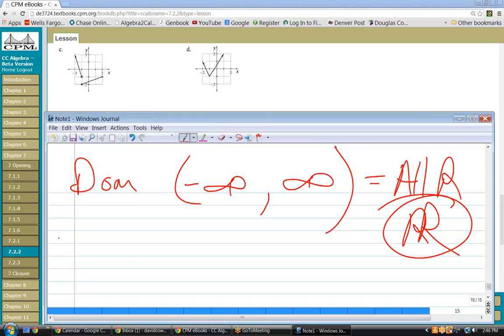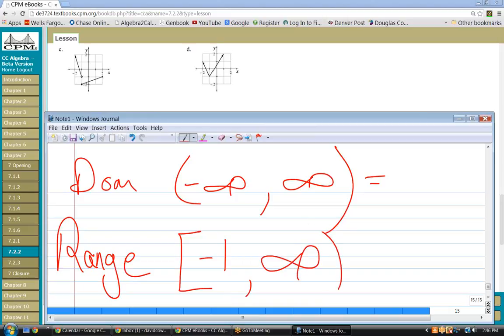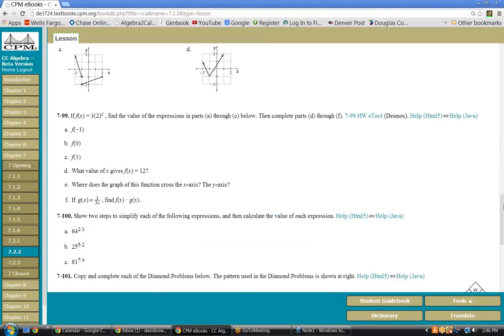Okay. What is the range? What can y be? Bracket -1 to infinity. Good. And then parentheses. Uh-huh. Okay. I think you get that.